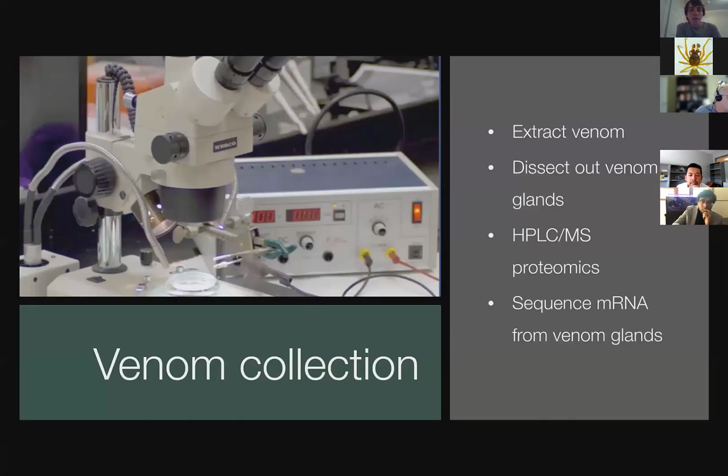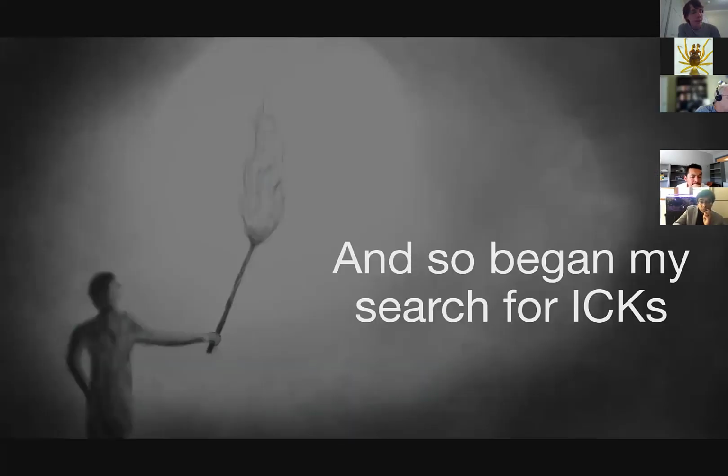For venom collection, I extracted venom using electrical stimulation, dissected out the venom glands, did mass spec proteomics, and sequenced the mRNA from the venom glands. Once I had that data, that began my search for inhibitor cystine knots.